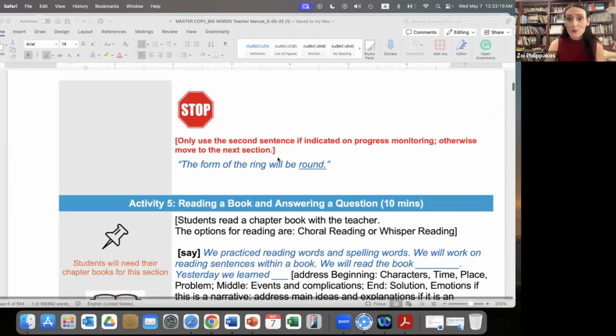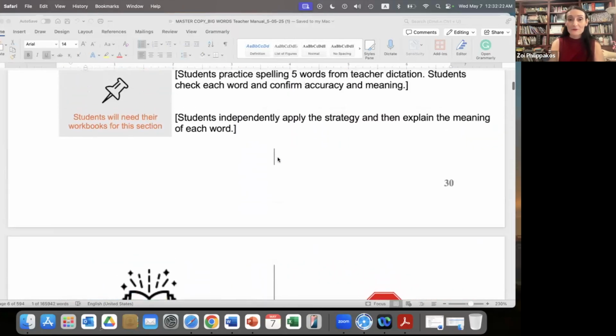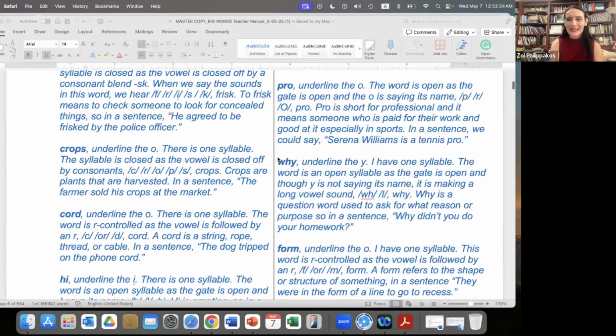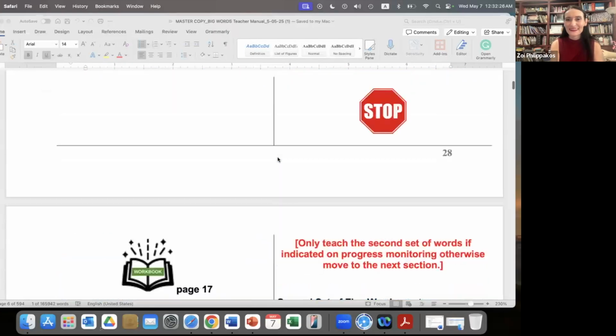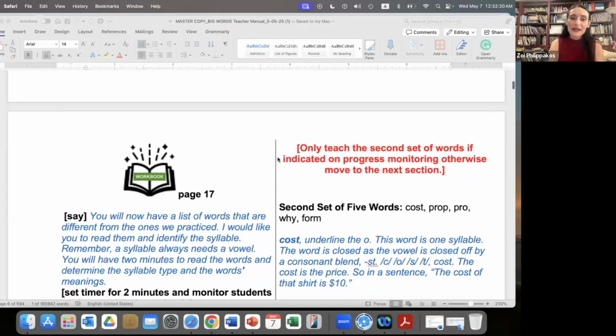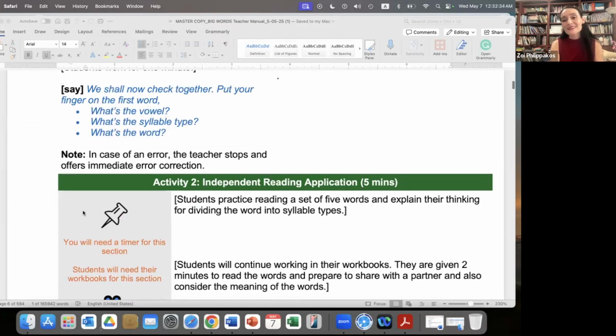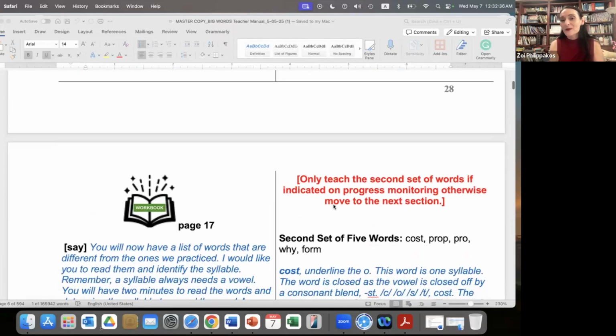Now, what I would like to point out to you, as I was scrolling through, I'm sure that you noticed these red signs that say stop. What is this stop? You notice that we have a first set of words, and then we have a second set of words. What is this second set of 5? This is only to be used, only teach the second set if it's indicated in the progress monitor.